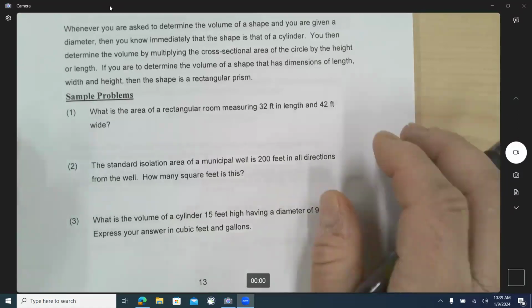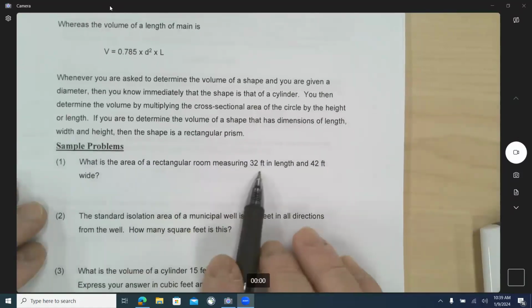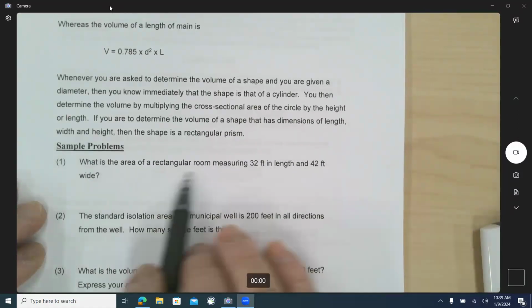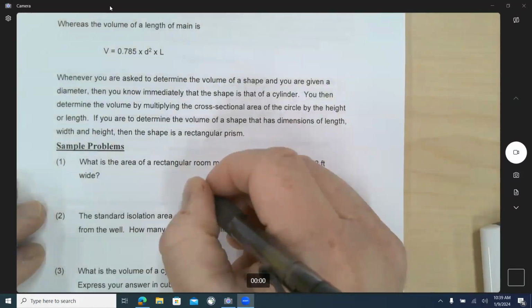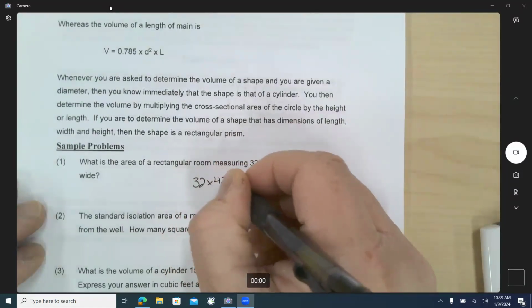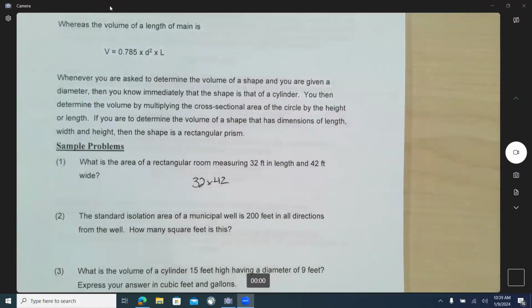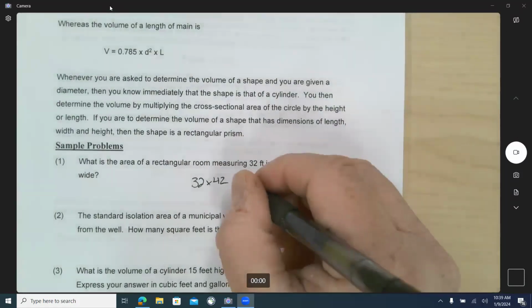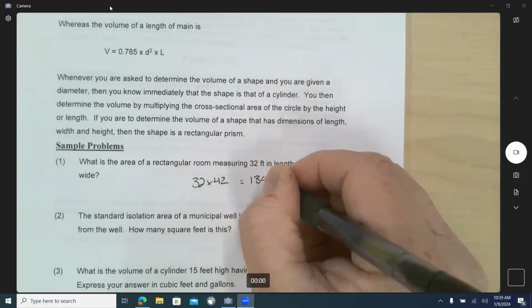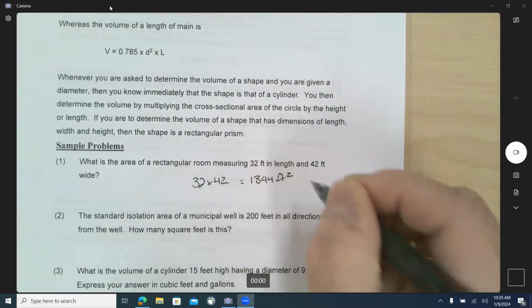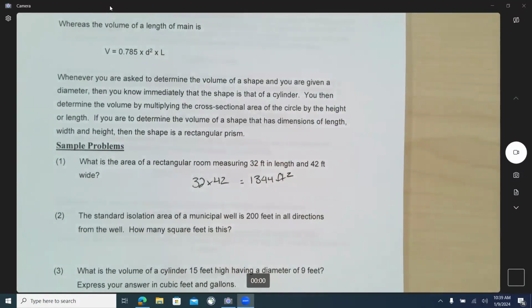All right, let's go ahead and go over these. What is the area of a rectangular room that measures 32 feet by 42 feet? So 32 times 42. 1,344 square feet.